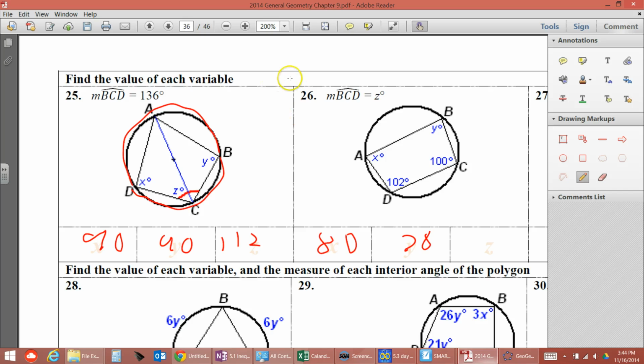The measure of BCD, this arc is angle Z. How big is this arc going to be? If X is 80 and it's an inscribed angle, then the arc BCD has to be twice as big as that, so it's got to be 160, so Z should be 160. See how these things all kind of play together in the same kind of concepts?